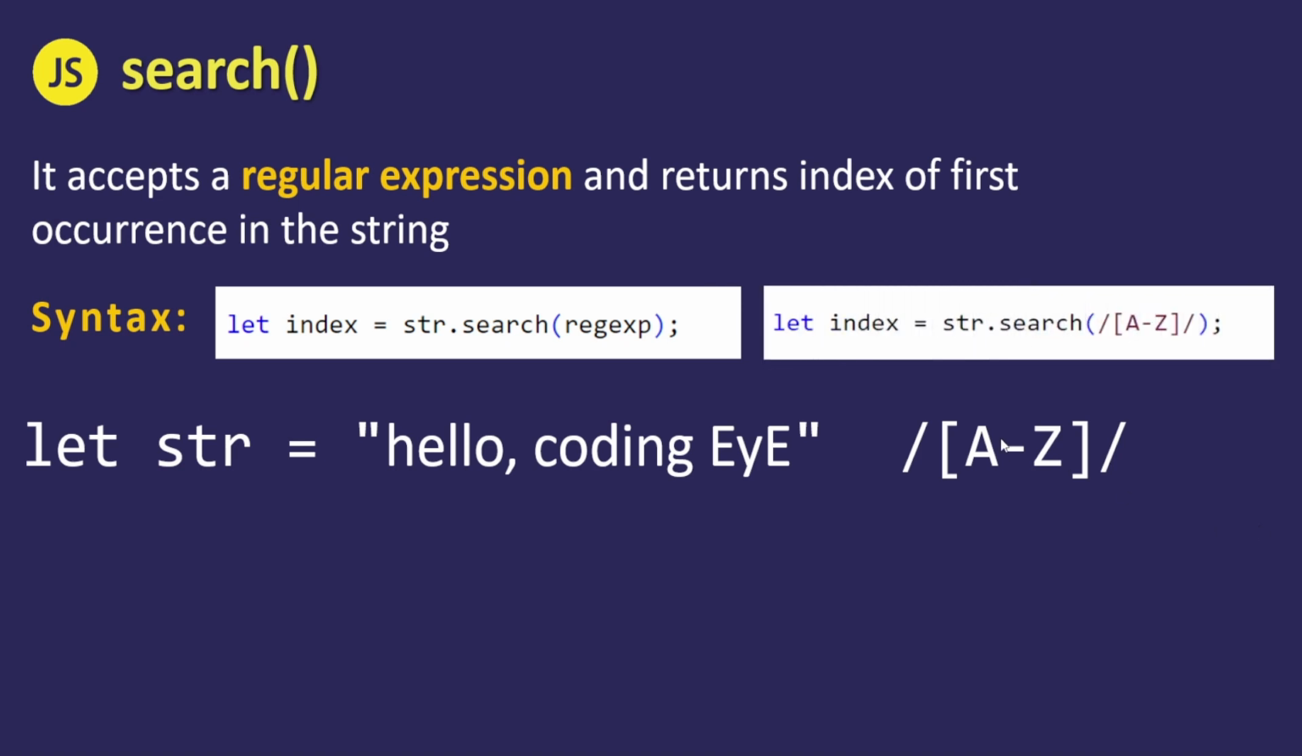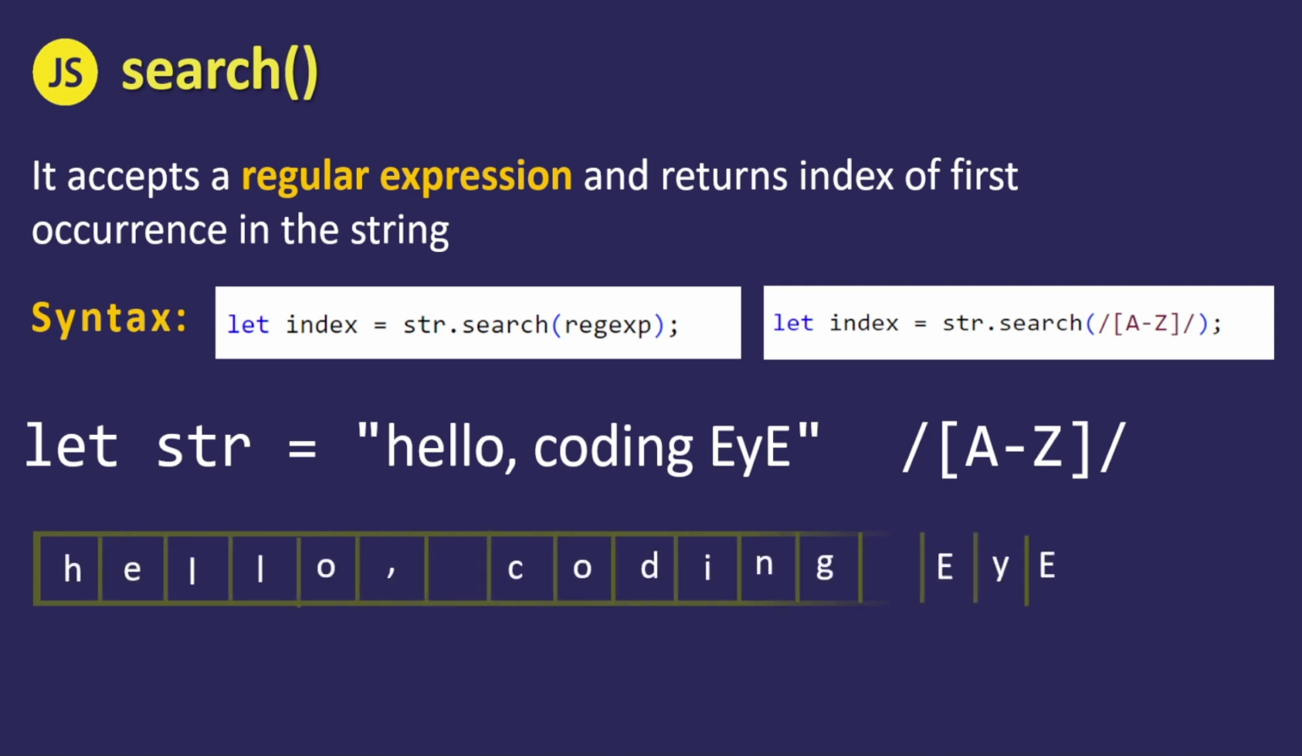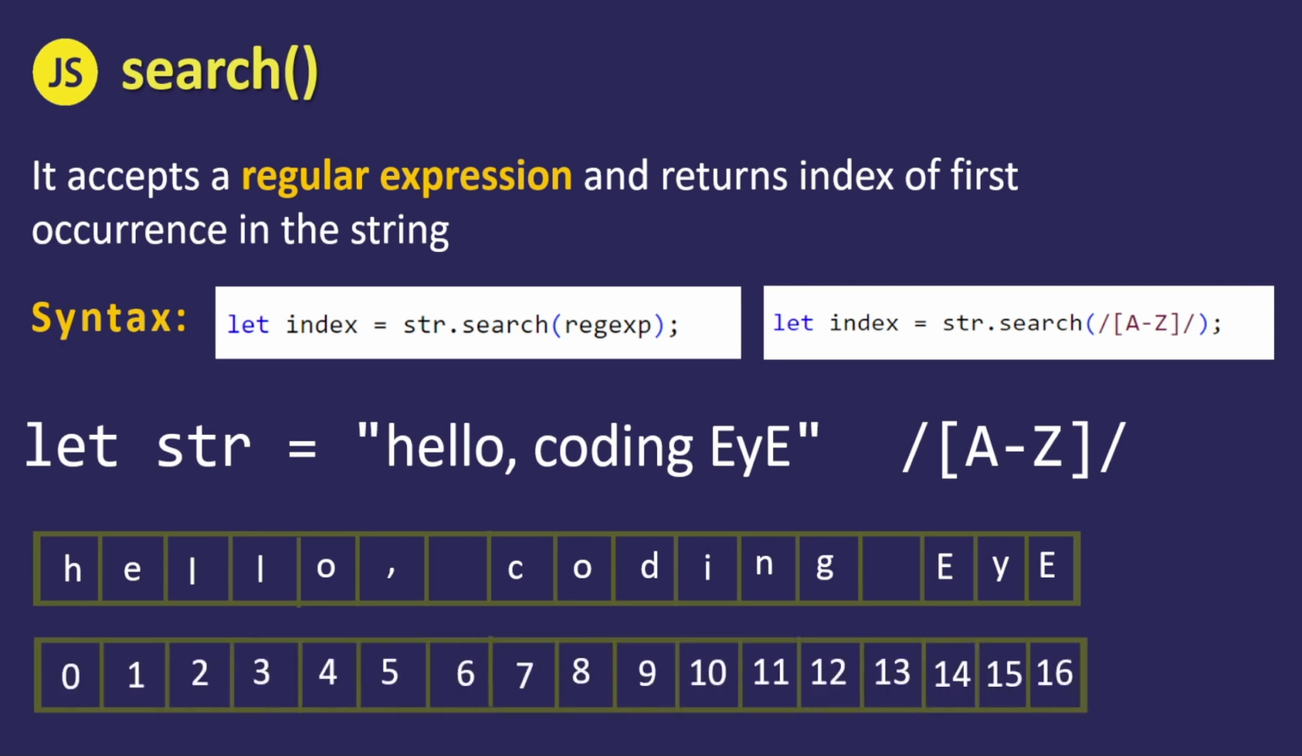Here is the syntax: index equals str.search, in which we are passing the A to Z regular expression as an input parameter. If it is the given string and it is divided into an array of characters, we have an index value for each character, and it is finding the 14th index as the first alphabet that is an uppercase alphabet. So it returns the 14th index as the return value from the search method. Here it is the index value 14.